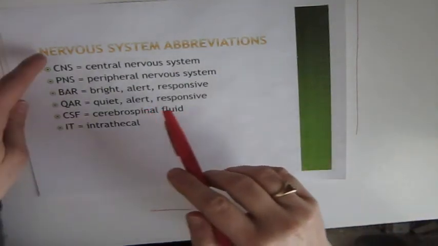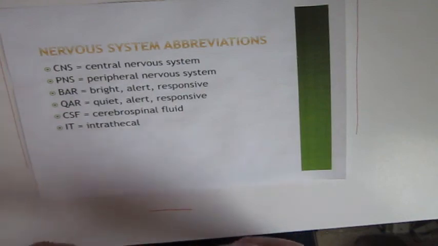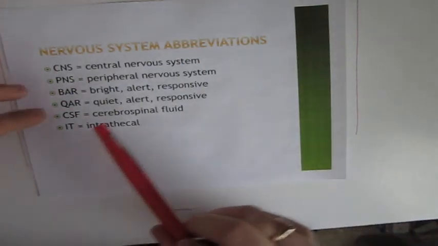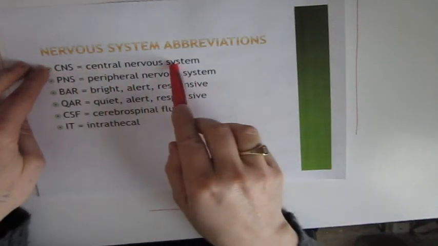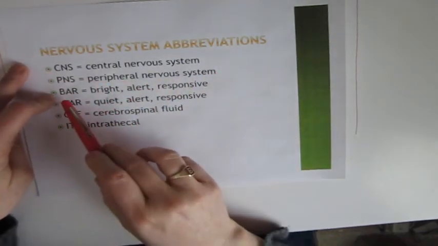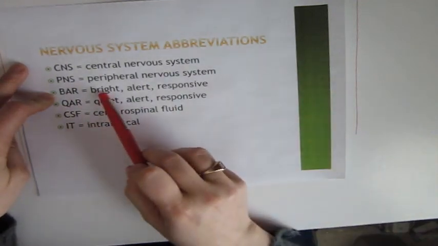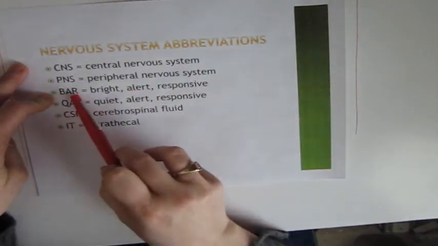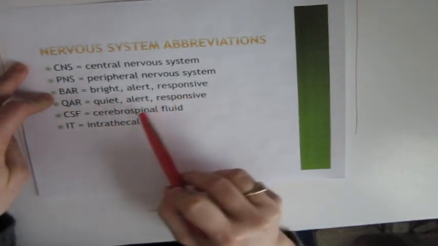Alright, here are some abbreviations, some we've already talked about and some that you will come across in your terminology of learning about animals and reporting back things that you're doing. So there's CNS, the central nervous system, and PNS, the peripheral nervous system. When we talk about the mood or attitude of an animal, we can say they are bright, alert, responsive. We call that BAR. QAR is quiet, alert, responsive.